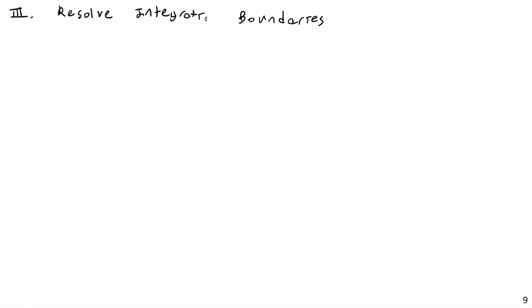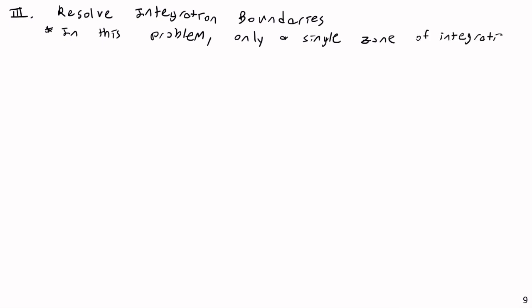Let's go ahead and resolve our integration boundaries. But again, I'll just note, in this problem, only a single zone of integration exists on the beam and column. Now, I suppose you can consider that to be 2 zones, but usually I'm talking about dividing an individual beam up and an individual column up, on each member.